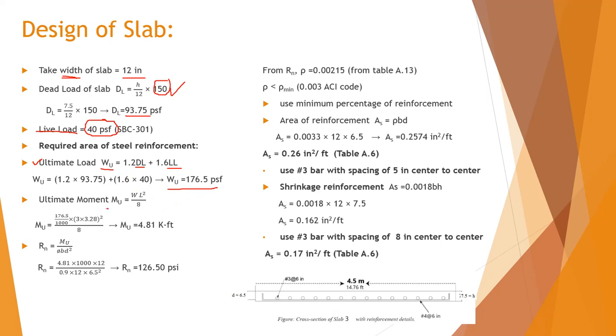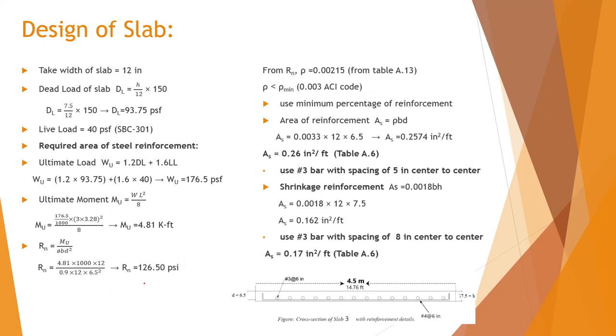Now we can calculate the ultimate moment. The ultimate moment is the maximum moment from the factored load, WL squared by 8. So you will get ultimate moment is 4.81 kip-feet. And now we can calculate the value of Rn. What is the value of Rn? Rn is the concrete beam design ratio. So when you substitute the values, you will get the value of Rn is 126.50 psi.